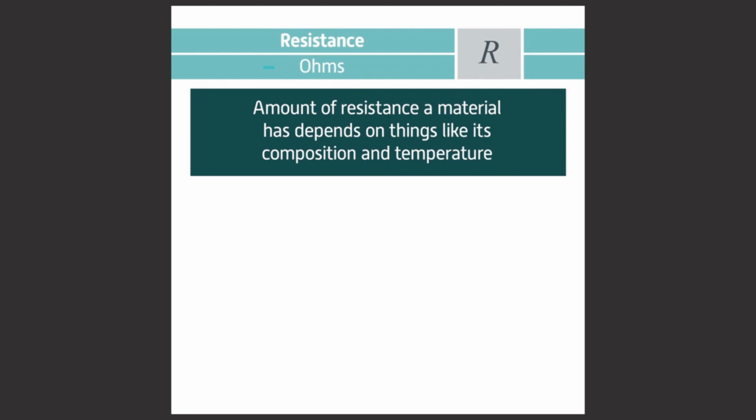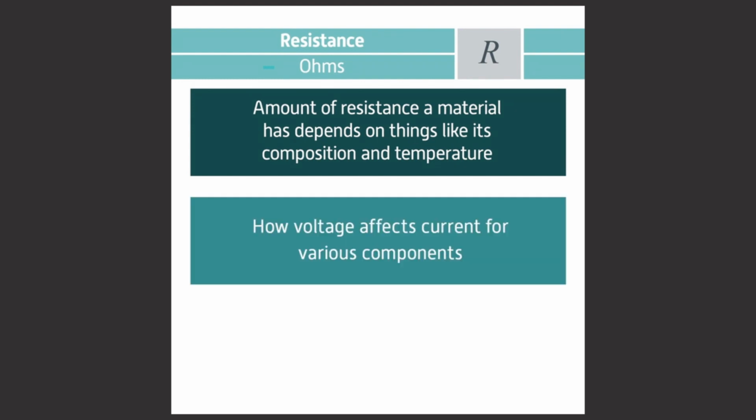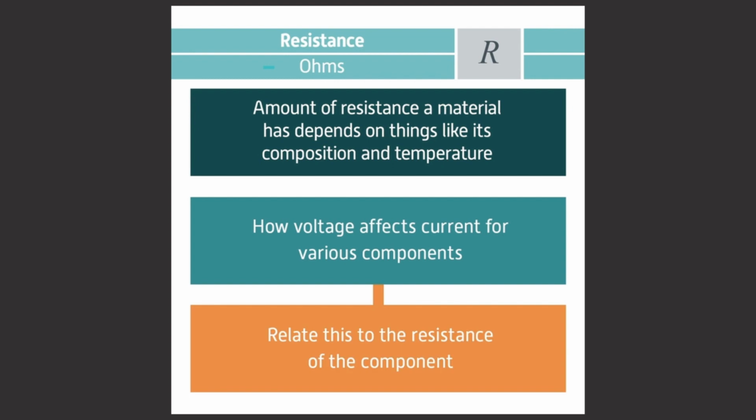In this investigation, you're going to look at how voltage affects current for various components and relate this to the resistance of the component. First, you will need to set up your circuit. You'll need a DC or direct current power supply, which will deliver a 12-volt supply. A variable resistor to control the current in the circuit that contains the component to be tested. An ammeter placed in series to measure the current.